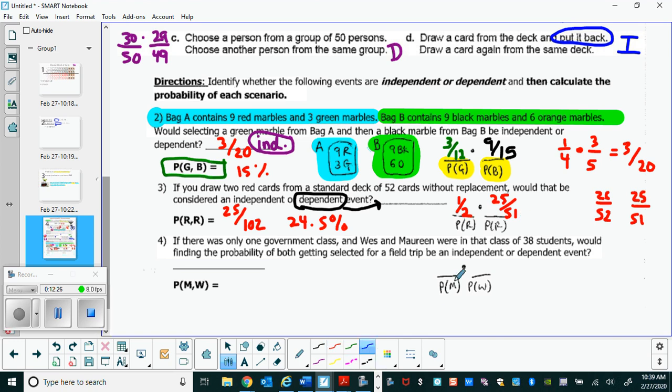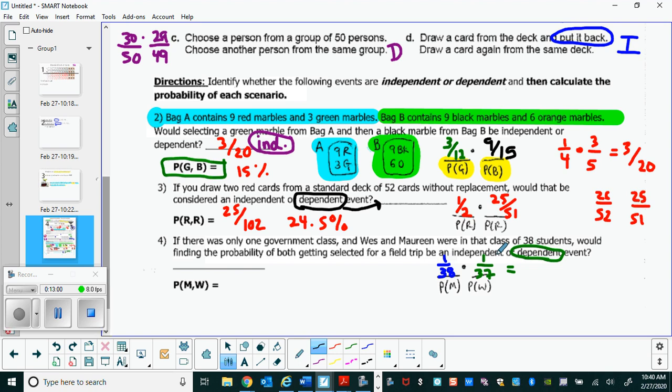Now, if Maureen is the first one we want to know about, she is 1 out of 38 kids. So there is a 1 in 38 chance that Maureen gets to go on the trip. But Maureen has now been selected, which means there's only 37 kids left in the class for it to be Wes's turn. So now Wes only has a 1 in 37 chance compared to the 1 out of 38. So in this situation, because our denominator changed here, we can see that this is dependent. If you want to put that in the blank, this would be dependent.